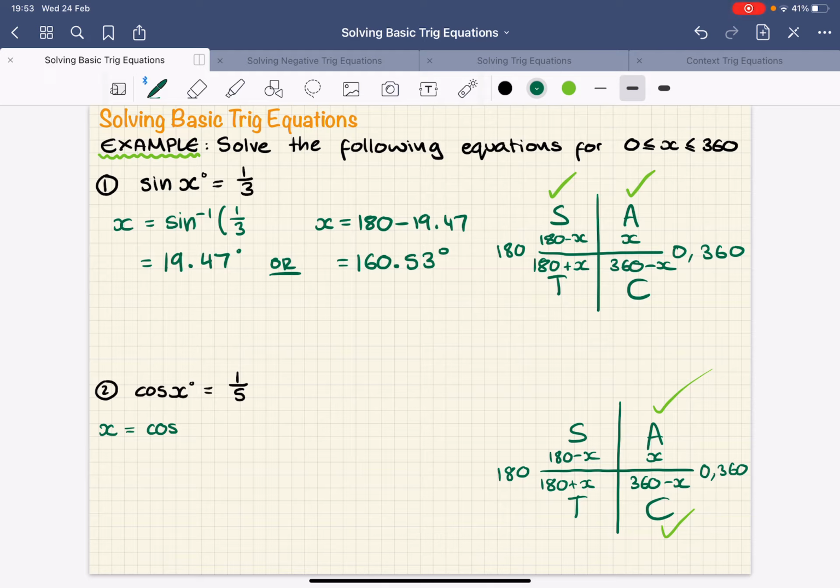So I do my cos inverse, and that comes out to 78.46 degrees. But then my second answer, focusing on that 360 take away x, I do 360 take away the 78.46, and that is just going to come out to 281.54 degrees.